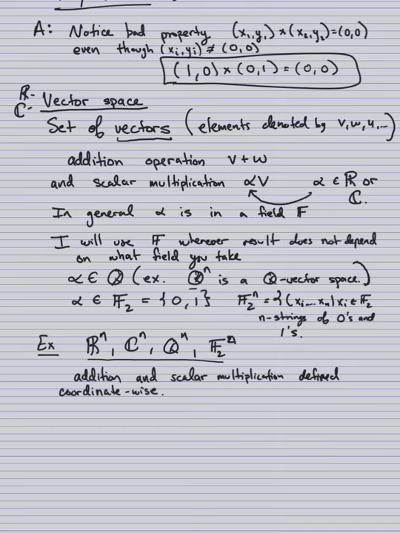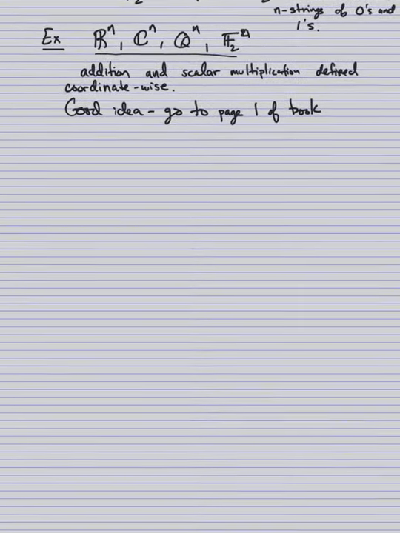So maybe at this point it would be a good idea to go to page 1 of the book, which will have all of the axioms for a vector space that we'll be using, which I haven't written down. And then when I give you these examples, now you can verify in your head that they're going to satisfy the axioms. Okay, so let's see some other examples of vector spaces.